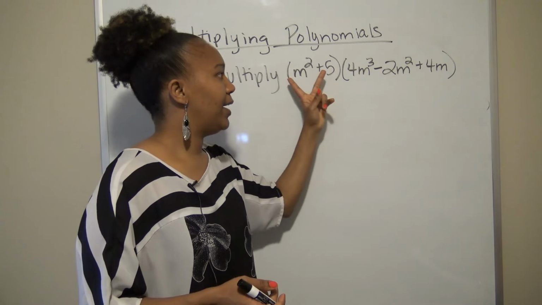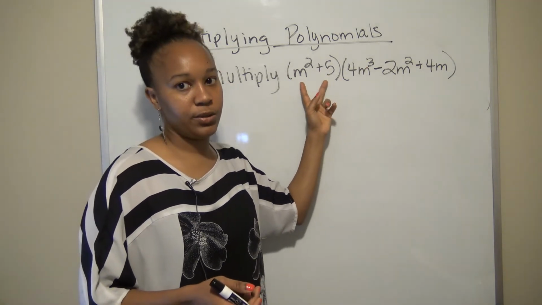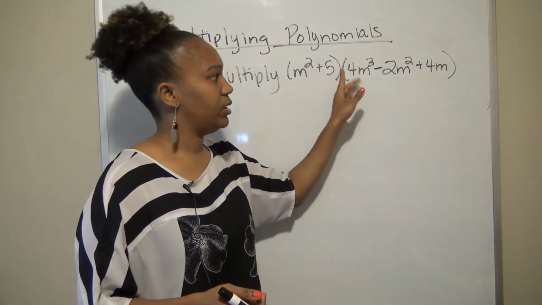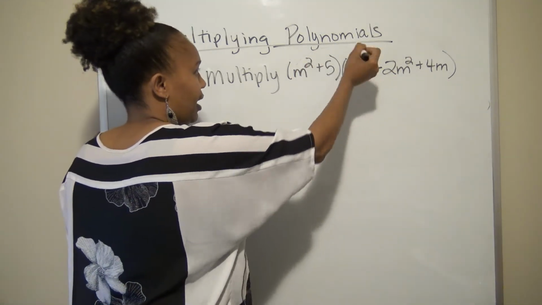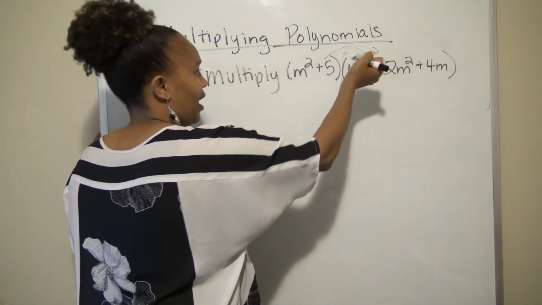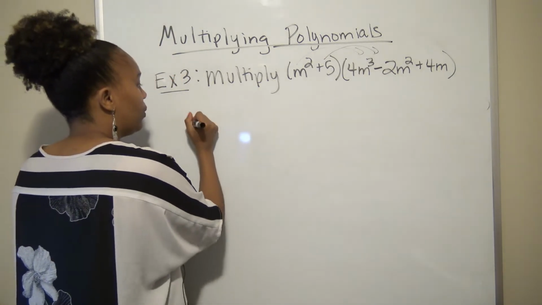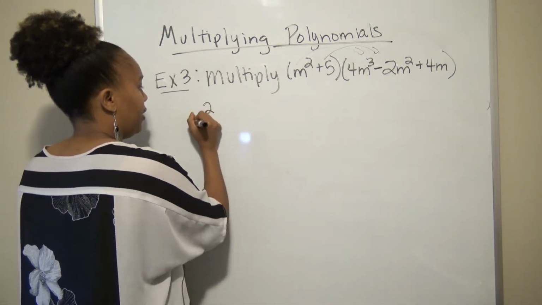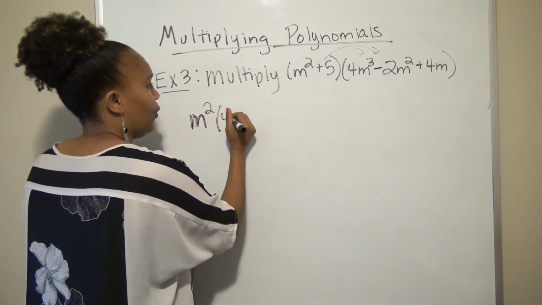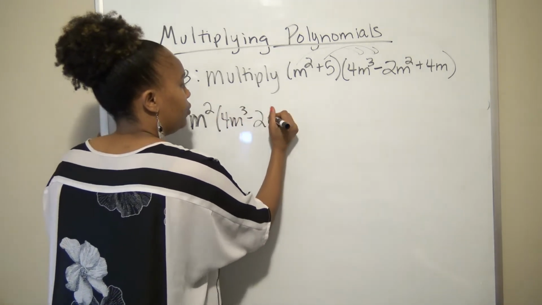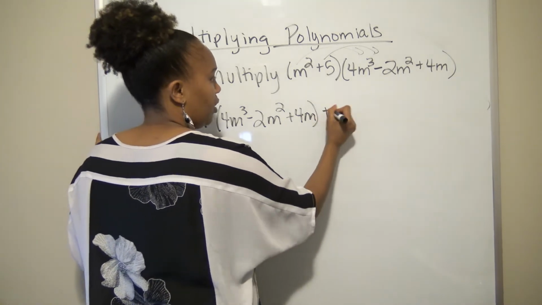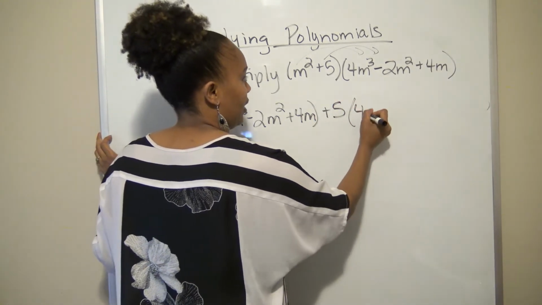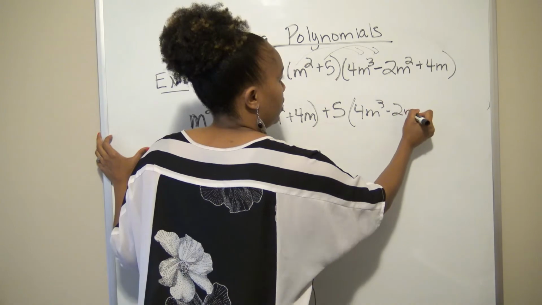You're going to distribute each of these first terms of this first polynomial to this whole second polynomial. So what does that look like? I'm going to multiply m squared times this polynomial, and then I'm going to multiply 5 times this whole polynomial. So we will rewrite it like this: m squared times 4m to the third minus 2m squared plus 4m, and then that's a plus, so plus 5 times that whole polynomial as well.